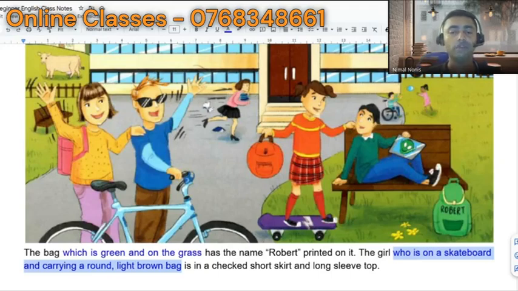Now, when you write like this, the mistake that most students make is this. The relative pronoun part actually ends here, with the light brown bag. Then the main sentence is the girl is in a checked short skirt and long sleeve top. Students sometimes forget that this is the main sentence. Since they have used an is here, they think another is is not required here.